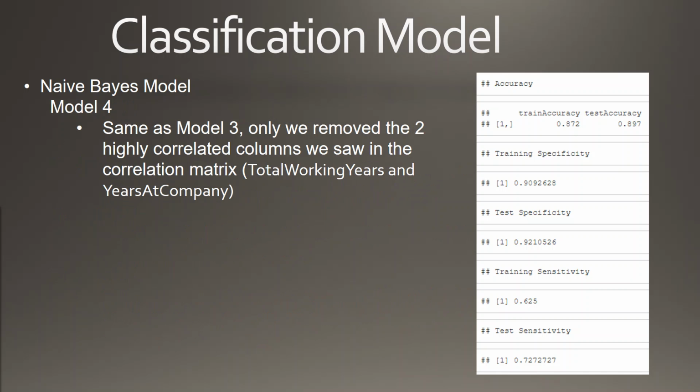Model 4 ended up having the best scores, meaning the accuracy for testing was at 89.7%. It had the best specificity at 92.1% and best sensitivity at 72.27%. This hits all of our numbers in terms of being over 60% while also being the best out of all the models. So this will be the model that we will use to predict attrition.